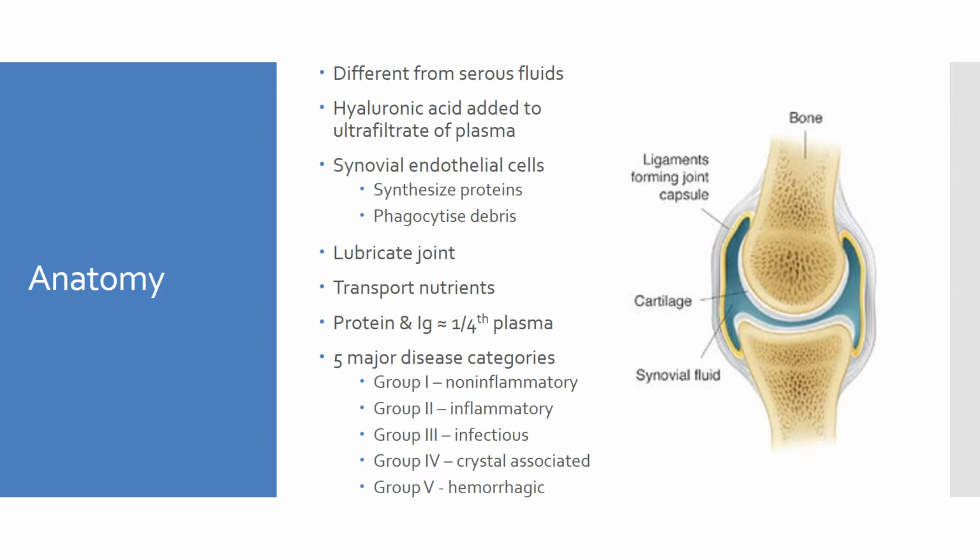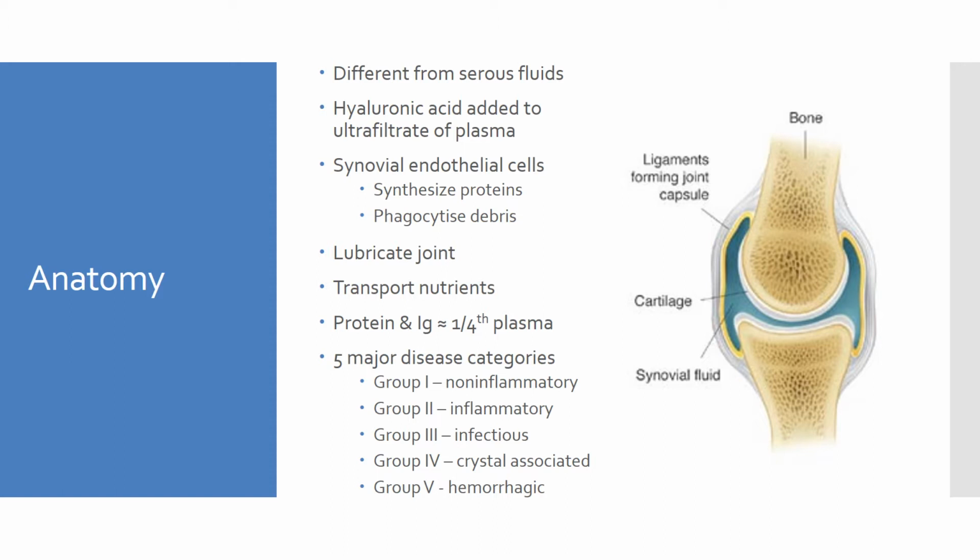The function of the fluid should seem fairly obvious: it is to lubricate that joint and keep the joint nice and smooth as far as the movement goes. And then the other function, just like every other fluid, is transporting nutrients. In the case of the joint, you're talking about transporting nutrients specifically to the cartilage layer.